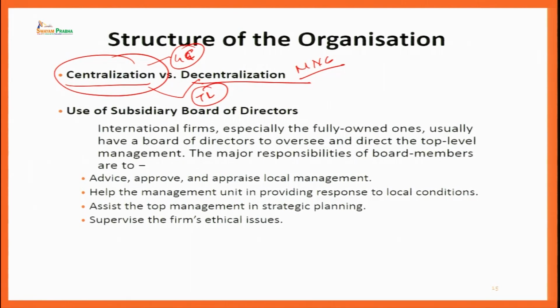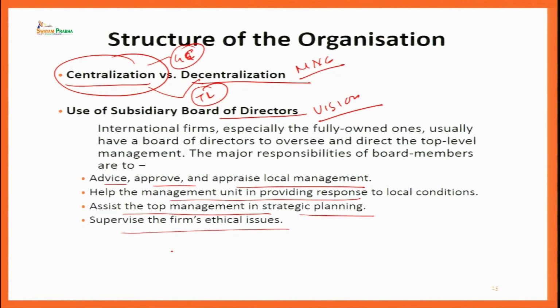And you can make use of the board of directors to give the correct direction to the organization, and they are the people who will be working on finalizing and setting the vision for the organization. They will give advice, approve, appraise local management, help the management unit in responding to local conditions, assist top management in strategic planning, and supervise the firm's ethical uses.